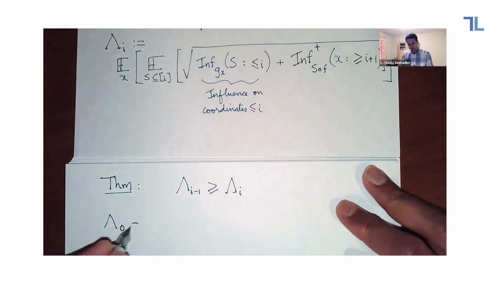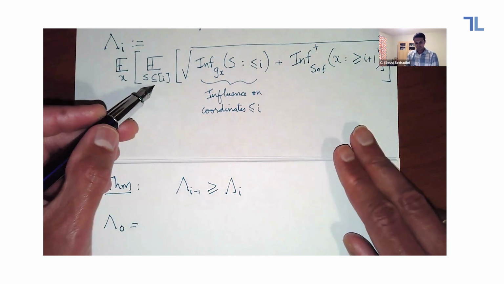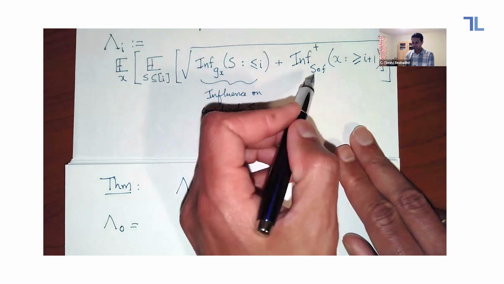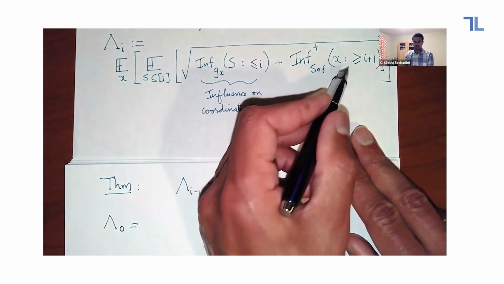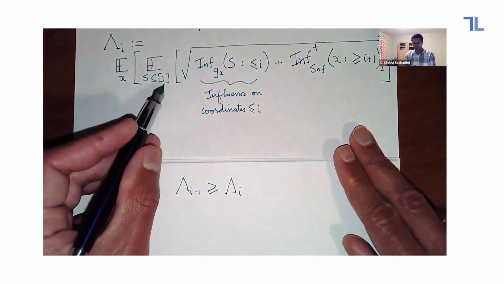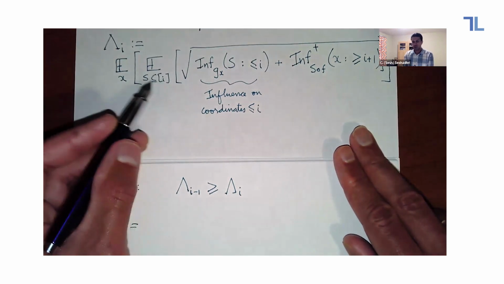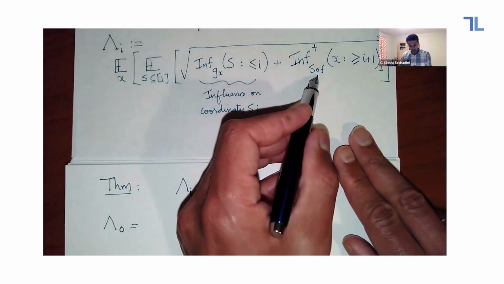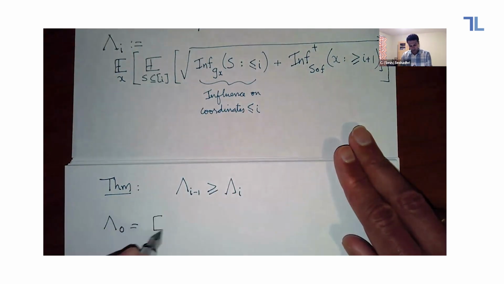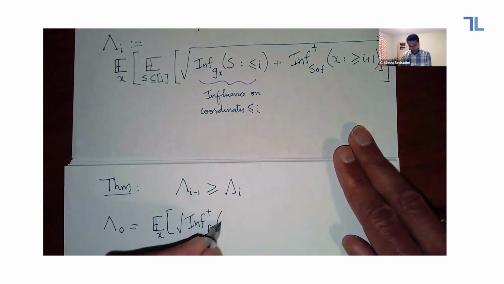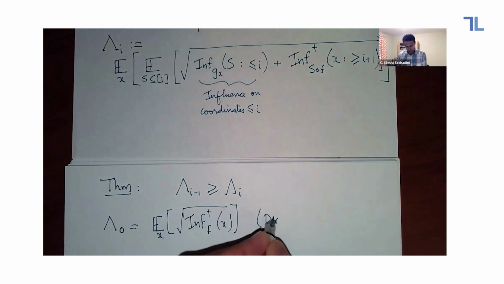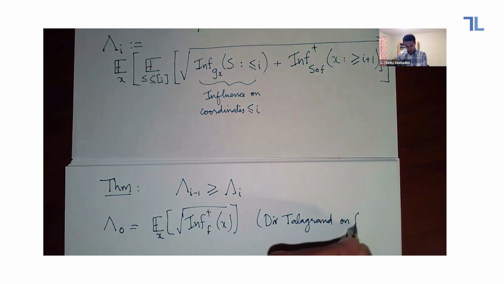When i is equal to 0, this term completely disappears. This is the only term that's left, and you're looking at the total influence. You're not even looking at any subsets, so there is no switching happening. So you're simply looking at the expectation over x of the square root of the influence of f at x, which is the directed Talagrand on f.